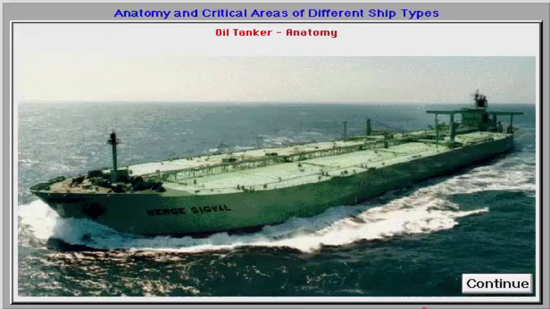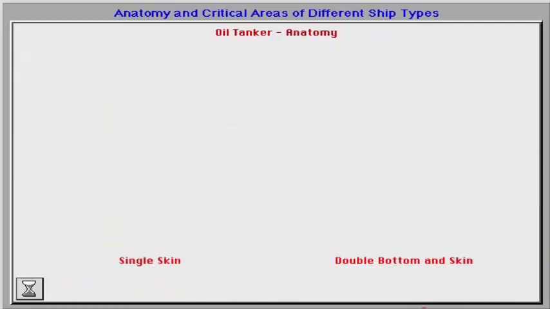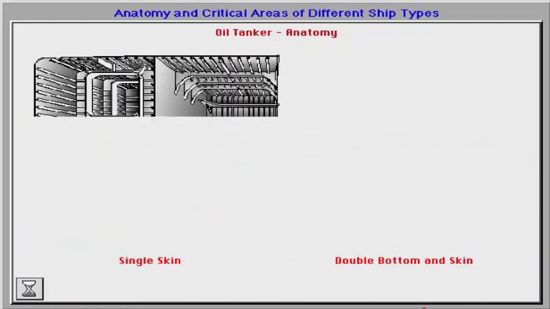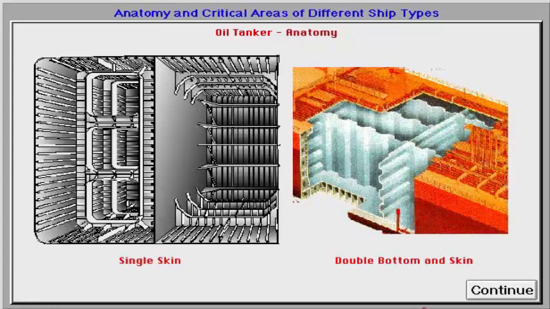The two main types of crude oil carriers are traditional single skin and the new design with double bottom and double skin. The main purpose of a modern design is to avoid oil spills if the outer shell is perforated. Double bottom will be a requirement for oil tankers carrying oil to US ports according to the Oil Pollution Act of 1990.